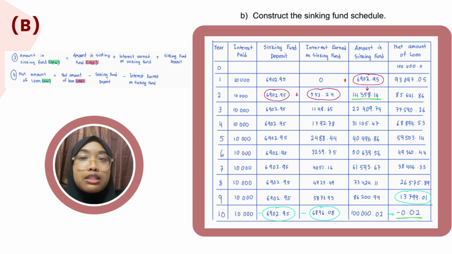So the formula is net amount of loan new equals to net amount of loan old minus sinking fund deposit minus interest earned on sinking fund. So for year 1, 100,000 minus 6902.95 minus 0. So we got 93097.05. For year 2, we calculate 93097.05 minus 6902.95 minus 552.24 equals to 85641.86.